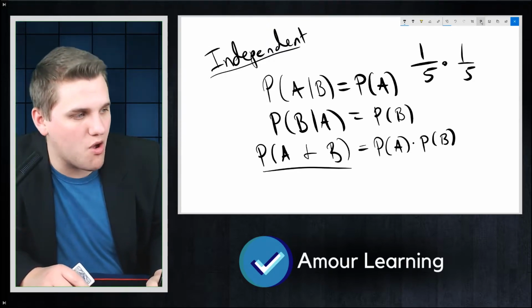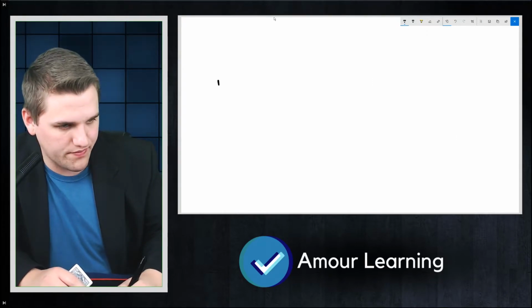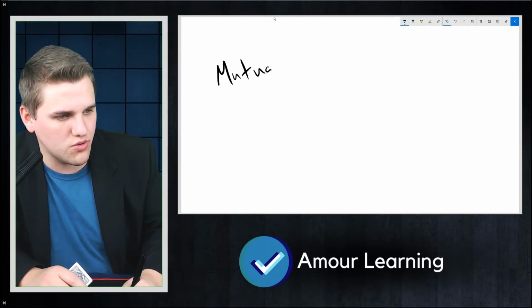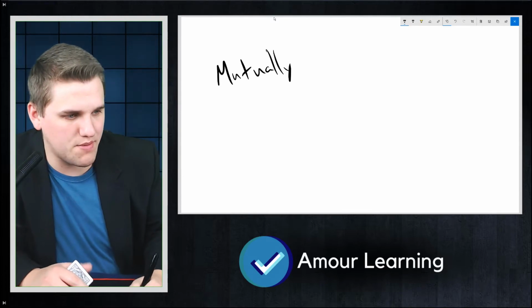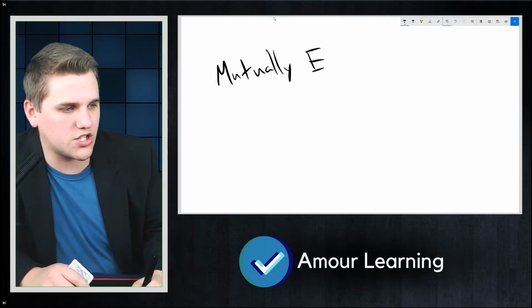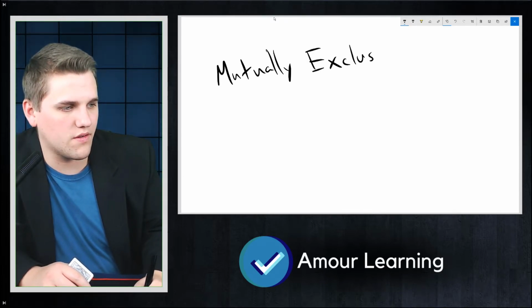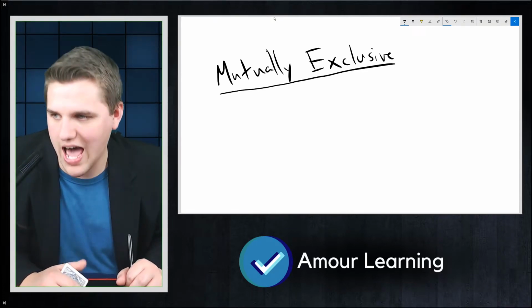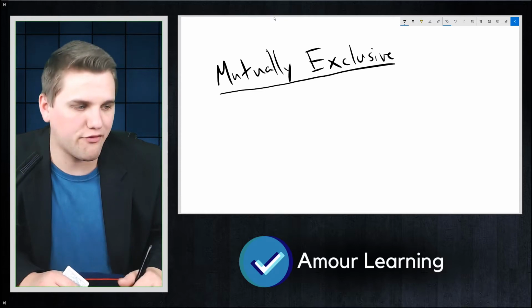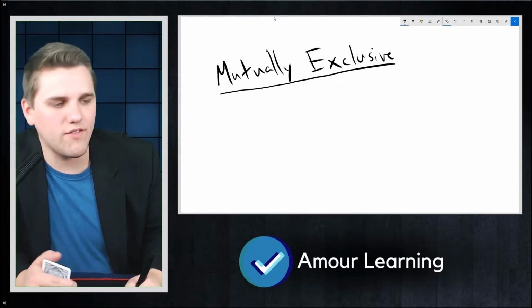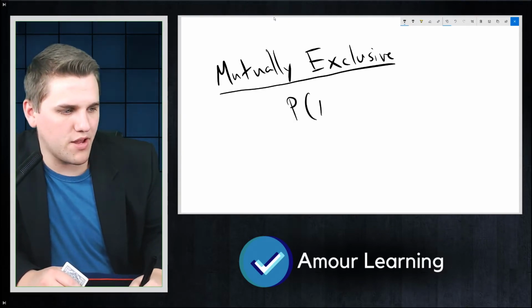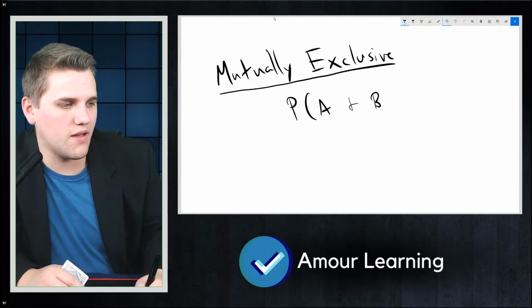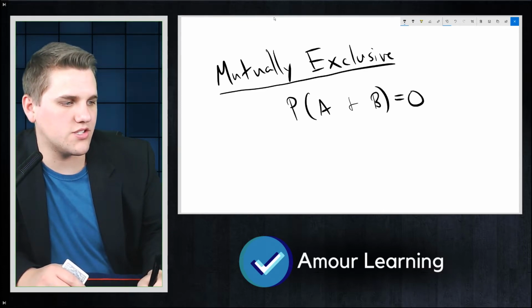Now let's talk about mutually exclusive. What does it mean for two events to be mutually exclusive? This basically means that the two events cannot happen at the same time. For example, and I'll give you the notation real quick, the probability of A and B, in this case, is 0.